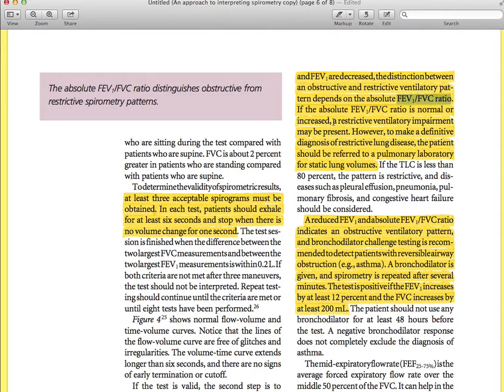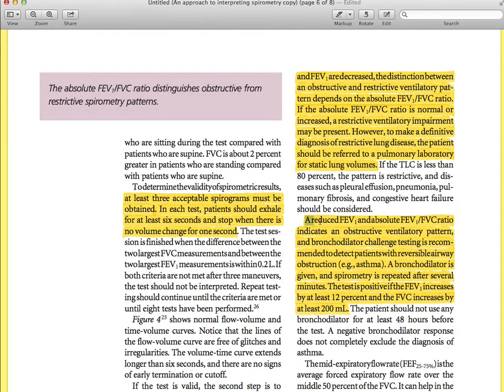So just to make this clear, because I may have lost you there when I lost myself, in both scenarios, obstructive and restrictive, the FVC and the FEV1 may be decreased. And if that's the case, you look at the ratio of the two, or the percentage, to help you figure it out. And if it's greater than 70, then it appears to be a restrictive pattern. If it's less than 70, it appears to be an obstructive pattern. To make a definitive diagnosis of restrictive lung disease, however, the patient should be referred to a pulmonary laboratory for static lung volumes.